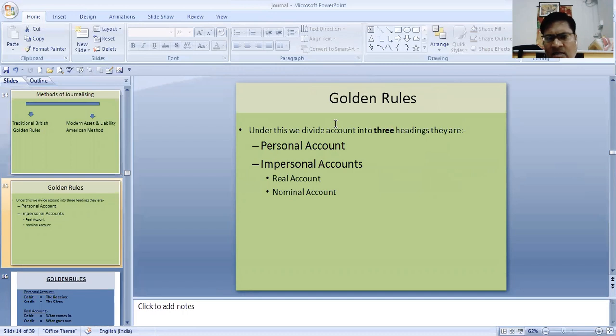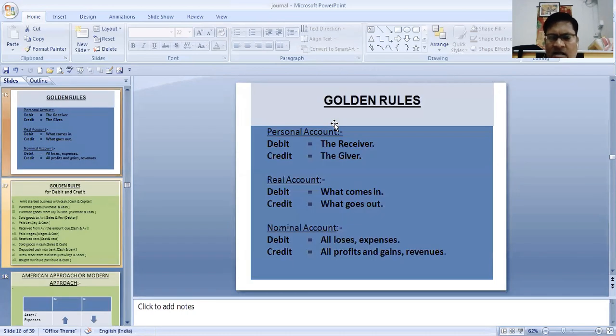Under traditional method, we have already divided accounts into real, nominal, and personal, which we have already done. And the debit and credit under golden rules is this. For personal account, debit the receiver, credit the giver. Like when we pay money to Ram, who is Ram? Ram is receiving the money. So Ram is the receiver, so he will be debited. Syam paid money to the business. That means Syam is the giver. So Syam will be credited.